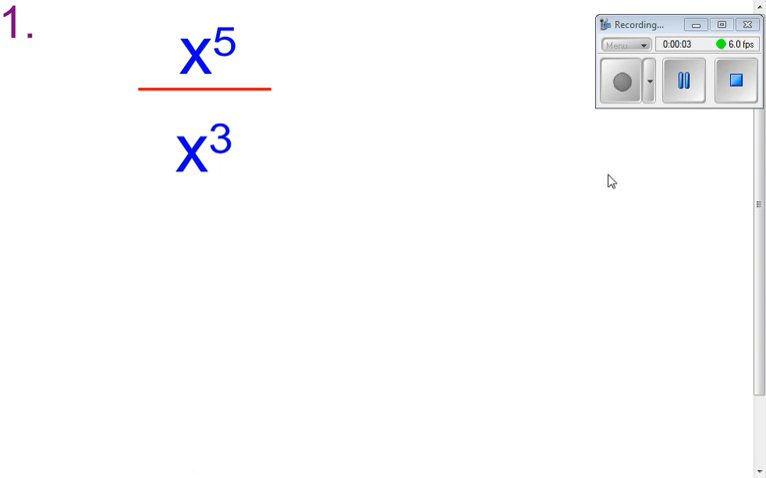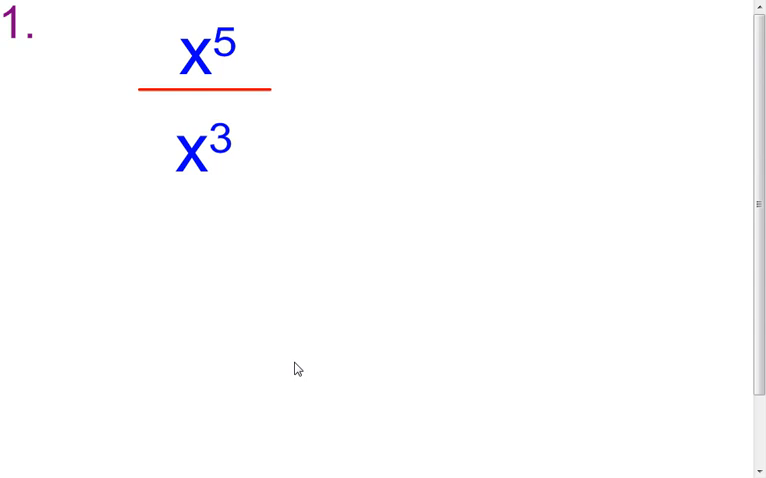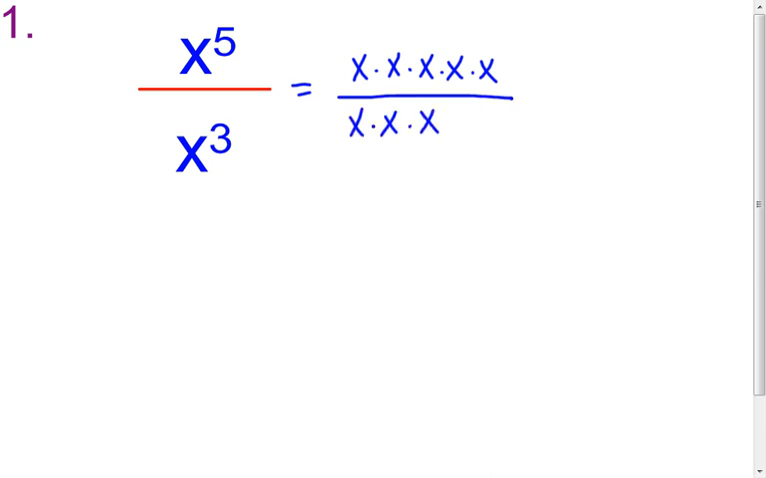In this lesson, we will begin to look at dividing monomials. So in this particular case, we have x to the fifth over x to the third. Just so you understand what that really means, it really means that I have x times x times x times x times x, 5 x's on the top, and x times x times x on the bottom.